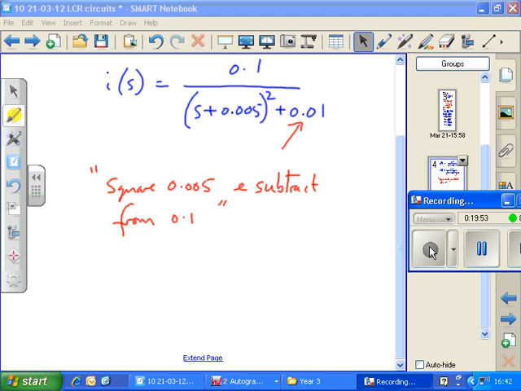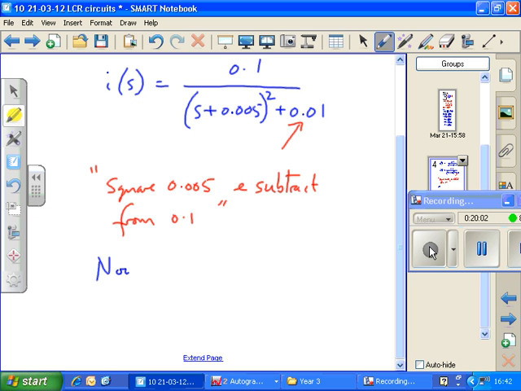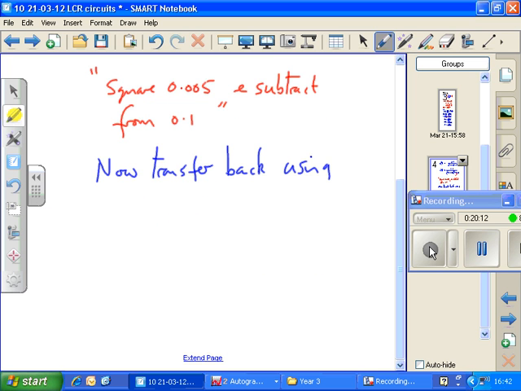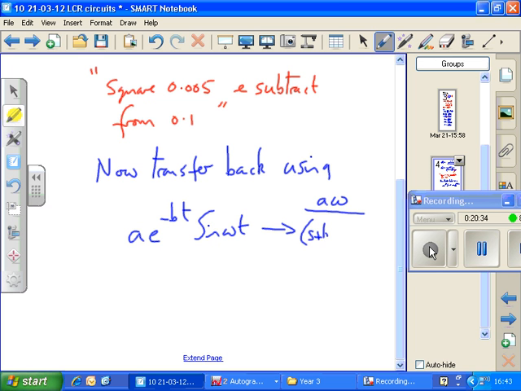Look at the table of Laplace transforms, page 5, and you'll see we've got the damped sine wave. So now we can transform back. Using the table, A e to the minus Bt sine omega t, the damped sine wave in other words, transforms to A omega over (s plus B) all squared plus omega squared.